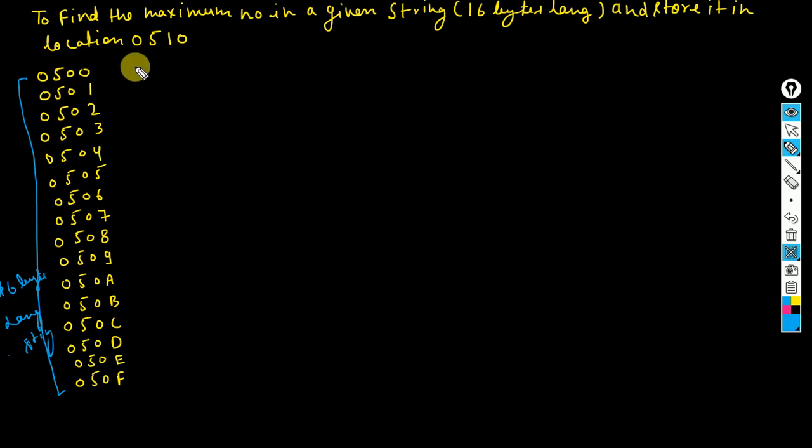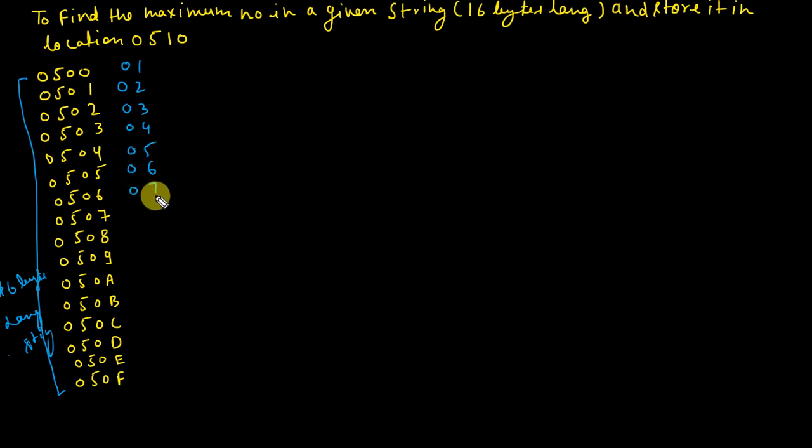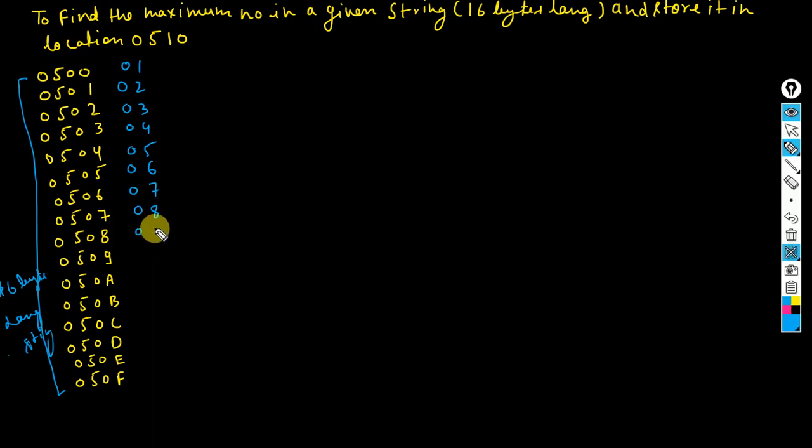In the string, store data like 01, 02, 03, 04, 05, 06, 07, 08, 09, 11, 12, 13, 14, 3, 4, 5. These are the data written in this memory location. Our aim is to find the maximum number and store it in this location. Okay, let's start with our code.